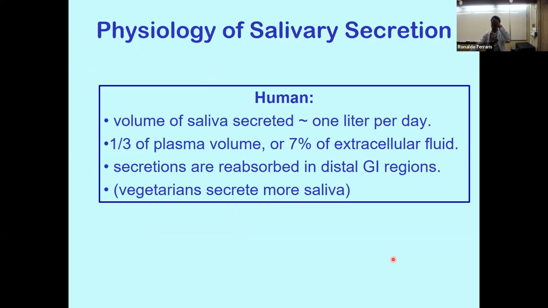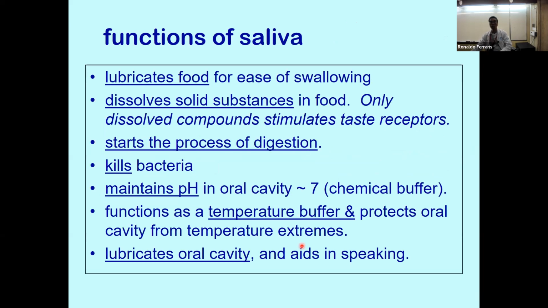So we begin with the oral cavity, which is responsible for secreting saliva. So it's between 1 to 2 liters per day. And that represents about 1/3 of your plasma volume, or less than 1/10 of your extracellular fluid. And most of their secretions are secreted in the proximal regions and then reabsorbed in the distal regions. Vegetarians tend to secrete more saliva.